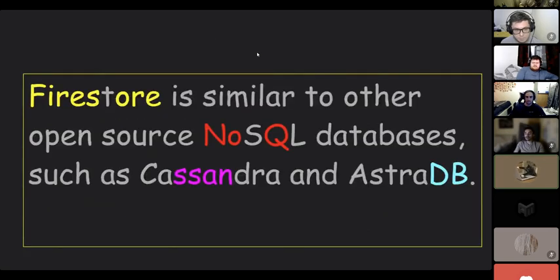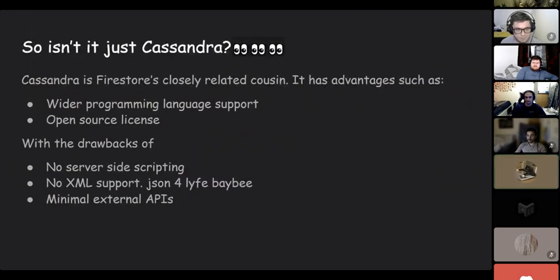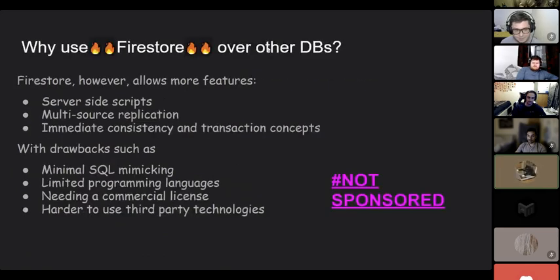Here we have a funky text-based section for our comparison between fan favorite Cassandra and its cousin AstraDB, and the new one on the block, Firestore. So isn't Firestore just Cassandra? No. Cassandra is very closely similar to Firestore, and it has advantages such as wider programming language support, and of course being open source.